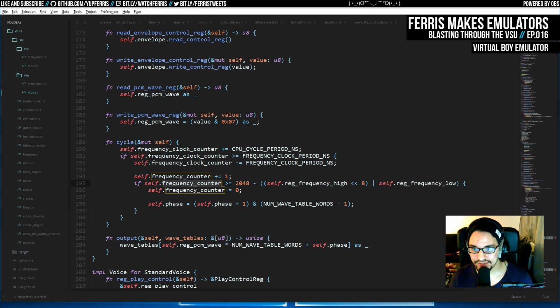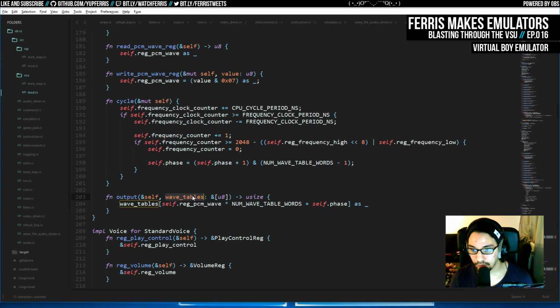So again, all this frequency counter does is update the phase here, and then for the output, given the wavetables of the actual sound unit, we just look up based on how the waveform is specified. We take that times the number of slots in our wavetables, which will index into the wavetable array. We also add the phase, which is the offset within that. And that's it. That's actually the entire output for the standard voices. And again, this is before all of the volume mixing, right? This is just the 6-bit output from the voices that then gets volume mixed just like all the other voices.